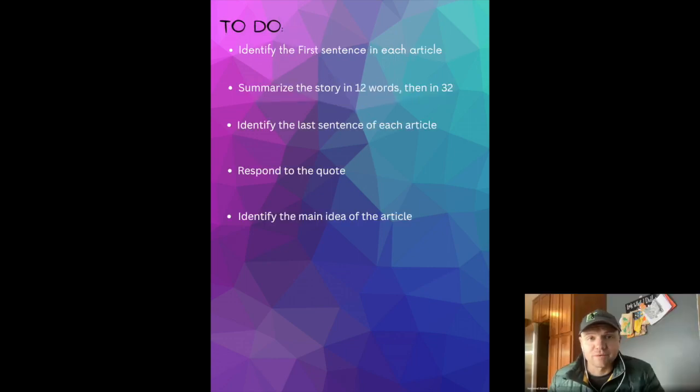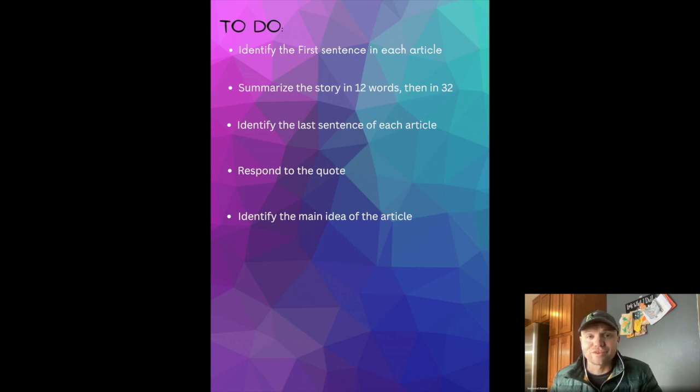The first thing that I would like you to do, of course, is identify the first sentence of the first article and the first sentence of the second article. And now let's go ahead and identify the last sentence of the first article and the last sentence of the second article.